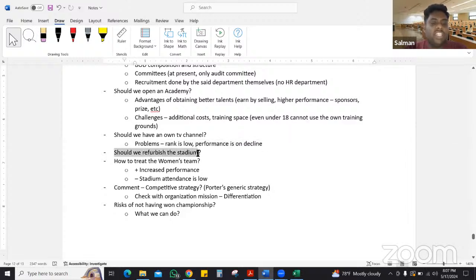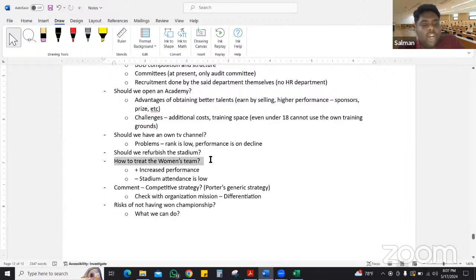Should we refurbish the stadium? We had discussed this. The stadium was created 90 years ago, and recently there is high maintenance cost. So refurbishing will cost, but this will reduce maintenance cost. And if we're able to expand the stadium size, we can increase the ticket revenue.